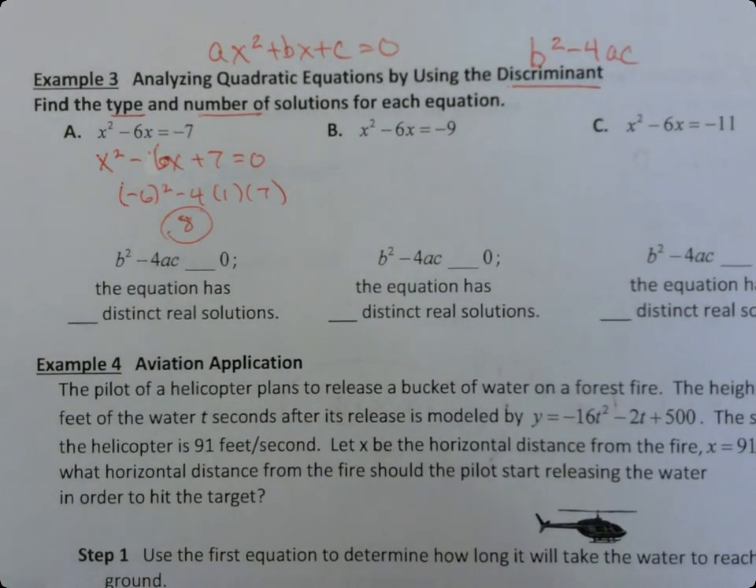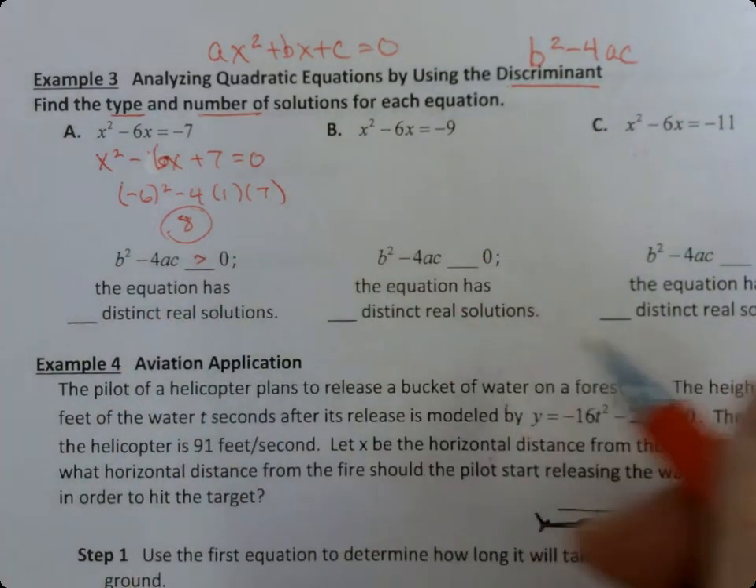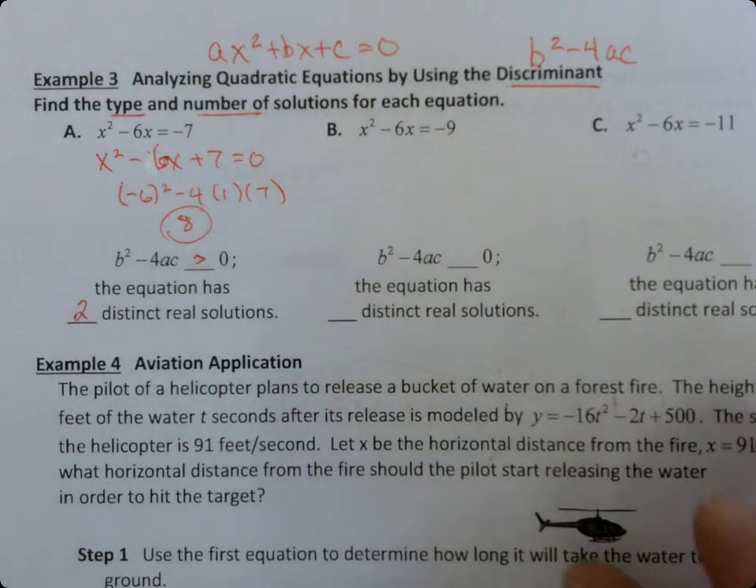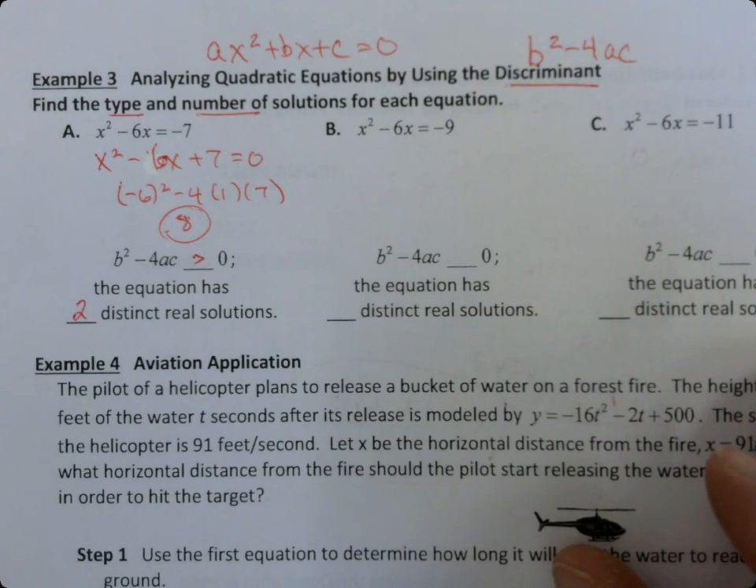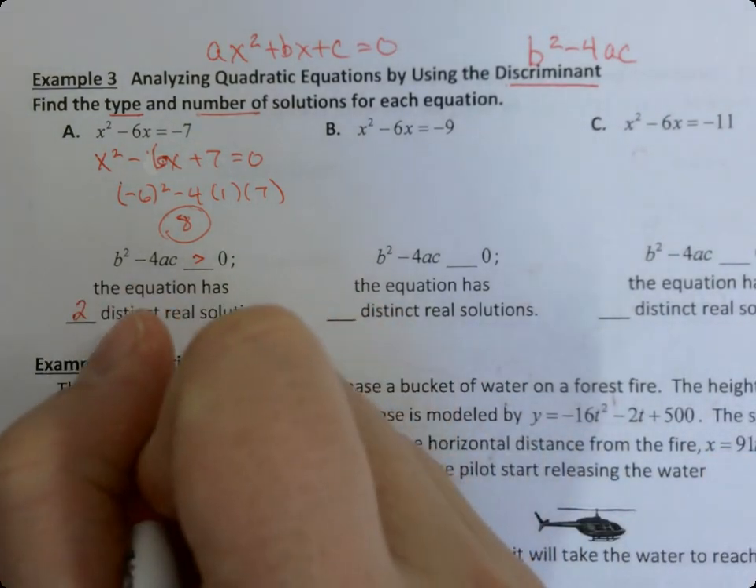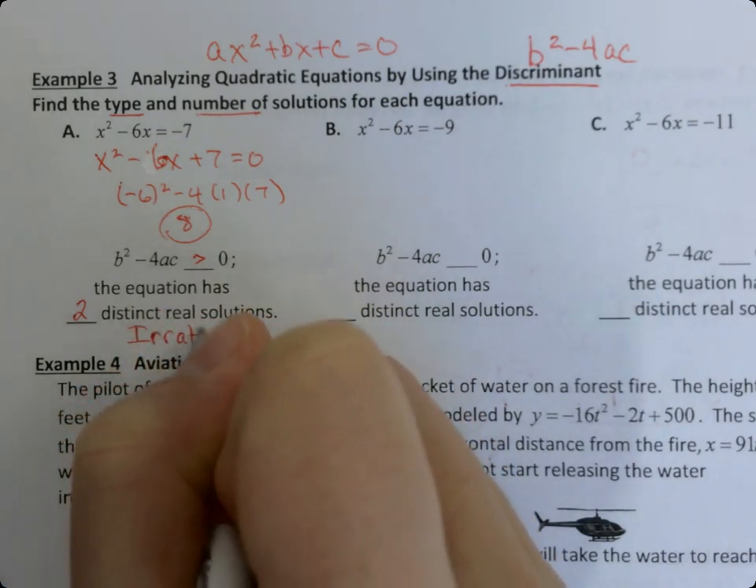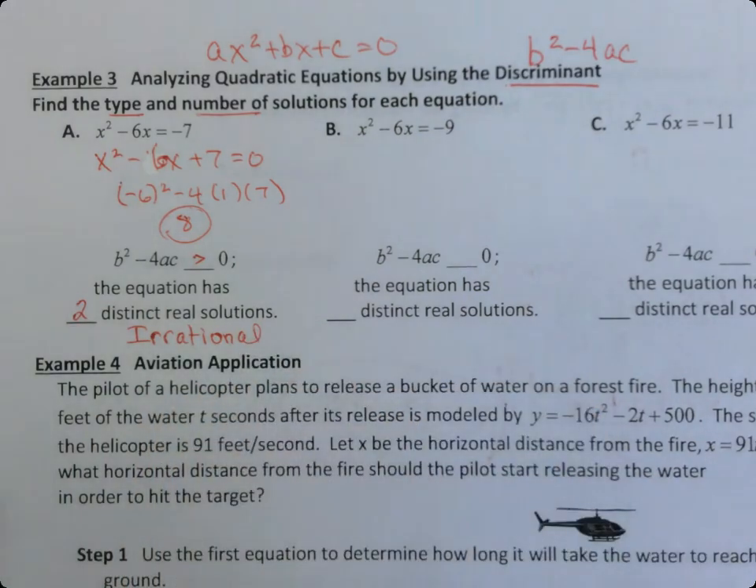Now, that doesn't tell me the solution. It just tells me my discriminant is greater than 0, so I'm going to have two distinct real solutions. Would they be rational or irrational? Is 8 a perfect square? Nope. So I would have two distinct real solutions. It would be irrational. Guys, the idea of them saying distinct solution is you have two different solutions.